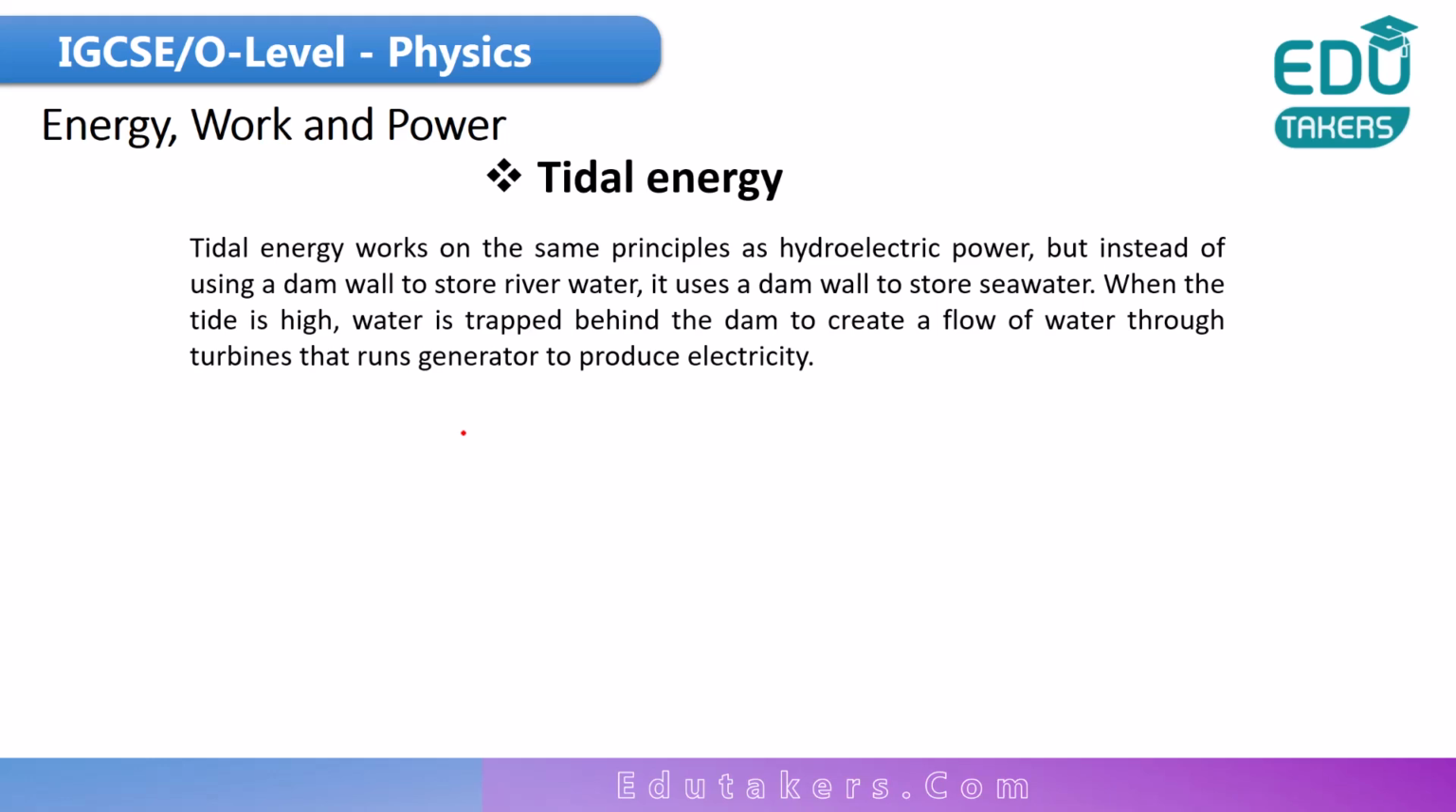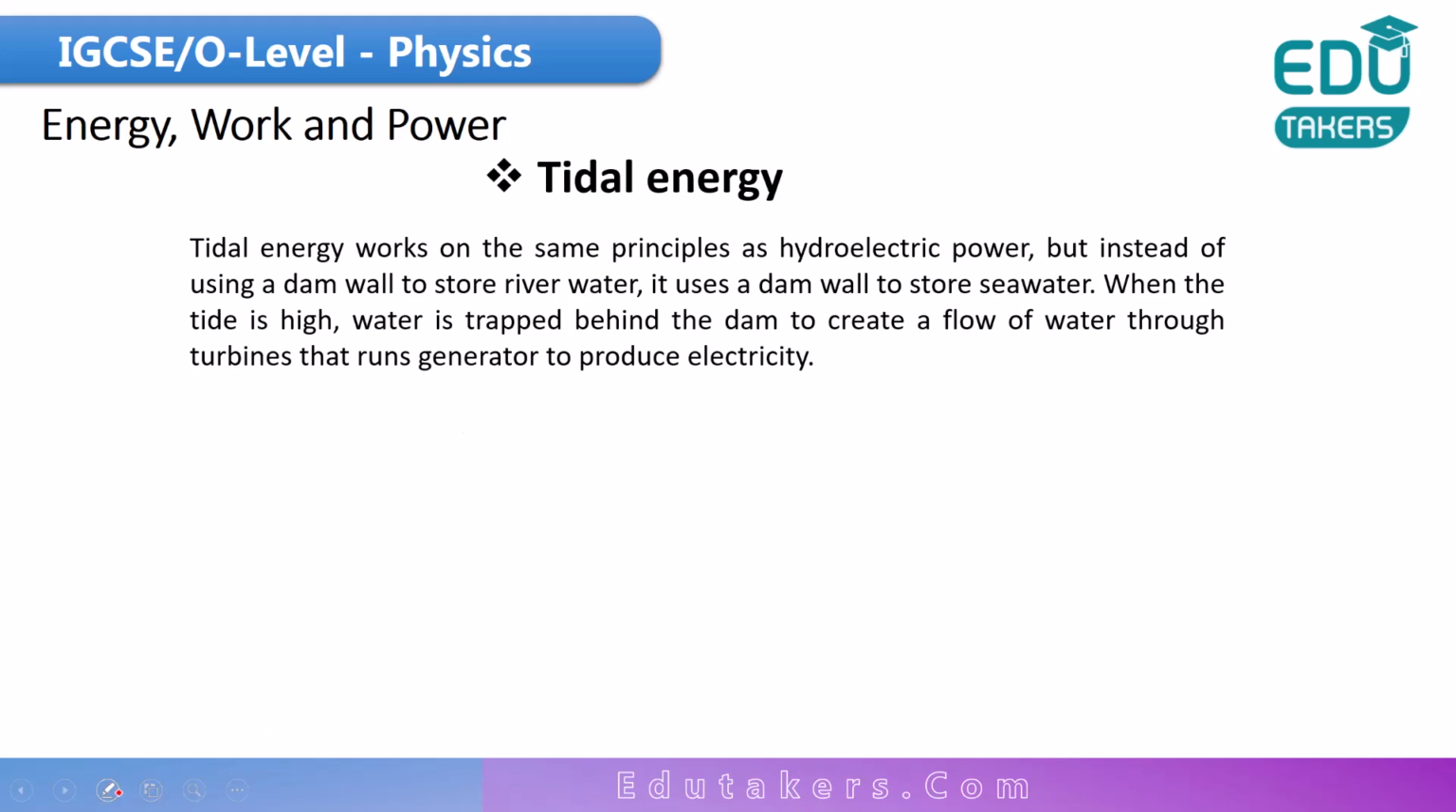Here we actually talk about the tides. When the tide is high, the water is stored behind the dam to create the flow of water through the turbines, due to which the turbines rotate and the generator runs and electricity is produced. In this way, you can obtain electrical energy from tidal energy.